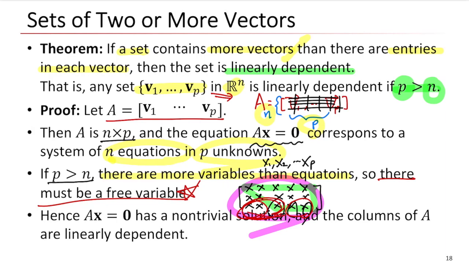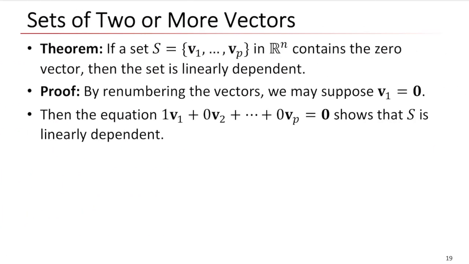Then what does that mean? Those basic variables can be represented by those free variables, so there exist infinitely many solutions. So it means that the homogeneous system Ax equals 0 has a non-trivial solution, and it means that the column vectors of the matrix A are linearly dependent because there is a non-trivial solution. Okay, so this is one more theorem of today's lecture. This is the last theorem of today.